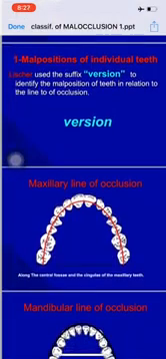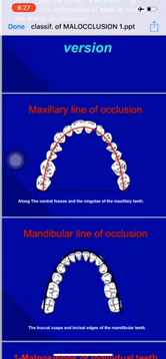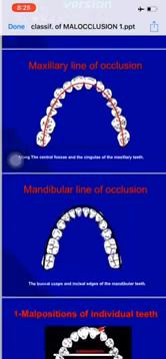Now, we have malposition of the individual teeth. In this case, the literature uses the suffix version to identify the malposition of the teeth in relation to the line of occlusion. There is a maxillary line of occlusion and a mandibular line of occlusion. Each line passes along specific anatomical landmarks in its arch, so there is a difference between the maxillary and mandibular lines of occlusion. Any deviation of the teeth from this line in the maxilla or mandible leads to a type of malocclusion.